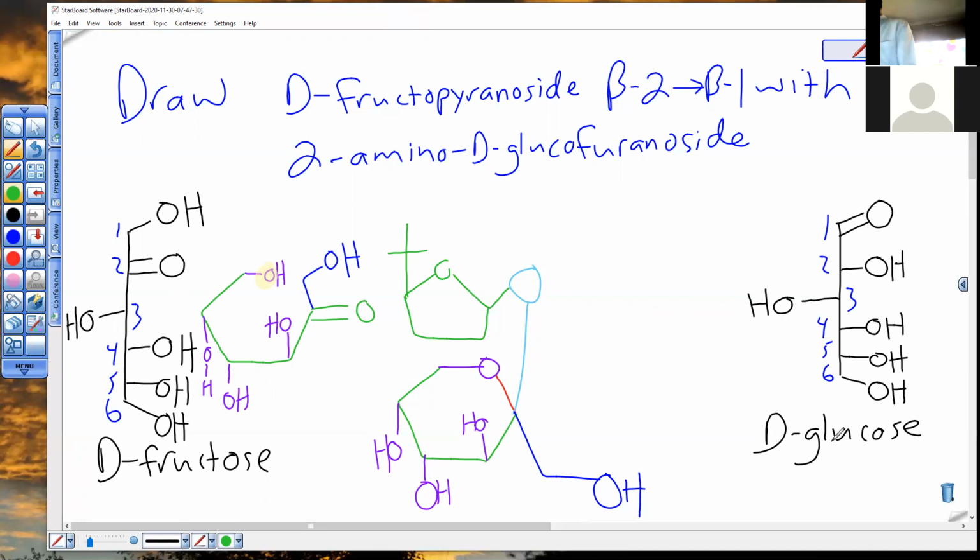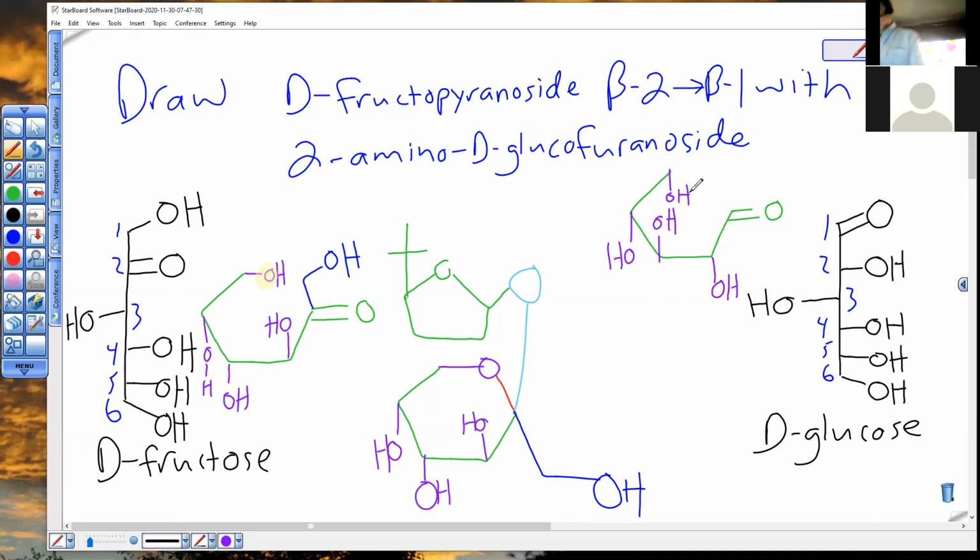D-glucose, all the steps. You've got your up-left on carbon 2, down-right on... oh, sorry, I apologize. That's not left. Last time I checked, that's the right. Down-right on 2, up-left on 3, down-right on 4 and 5.